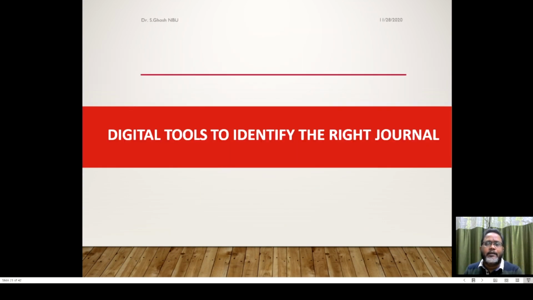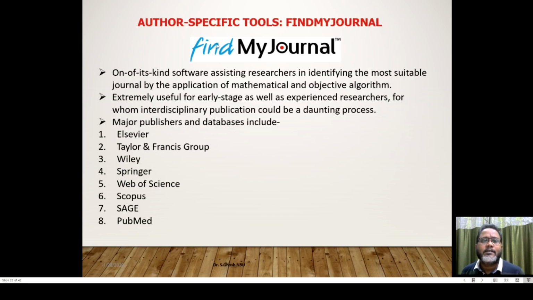And now the last portion, that is the digital tools to identify the right journals. Now what are these? We have the author specific tools, that is Find My Journal. This is one of its kind, software assisting researchers to identify the most suitable journals by application of a mathematical and objective algorithm. You have to understand, this algorithm is the back-end policy, not back-end technology. It assists you to find your journal based on certain parameters. Extremely useful for early stage as well as experienced researchers.